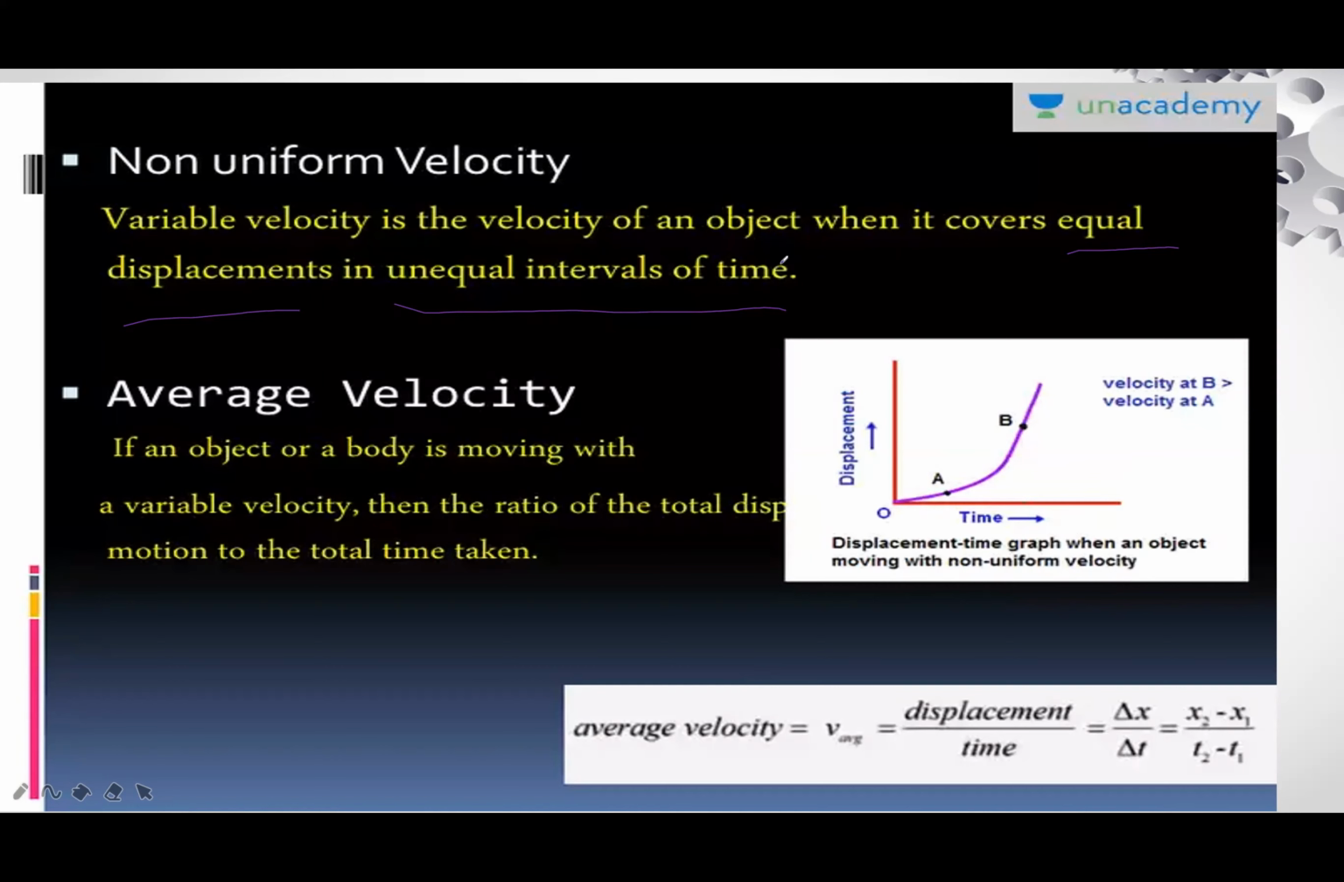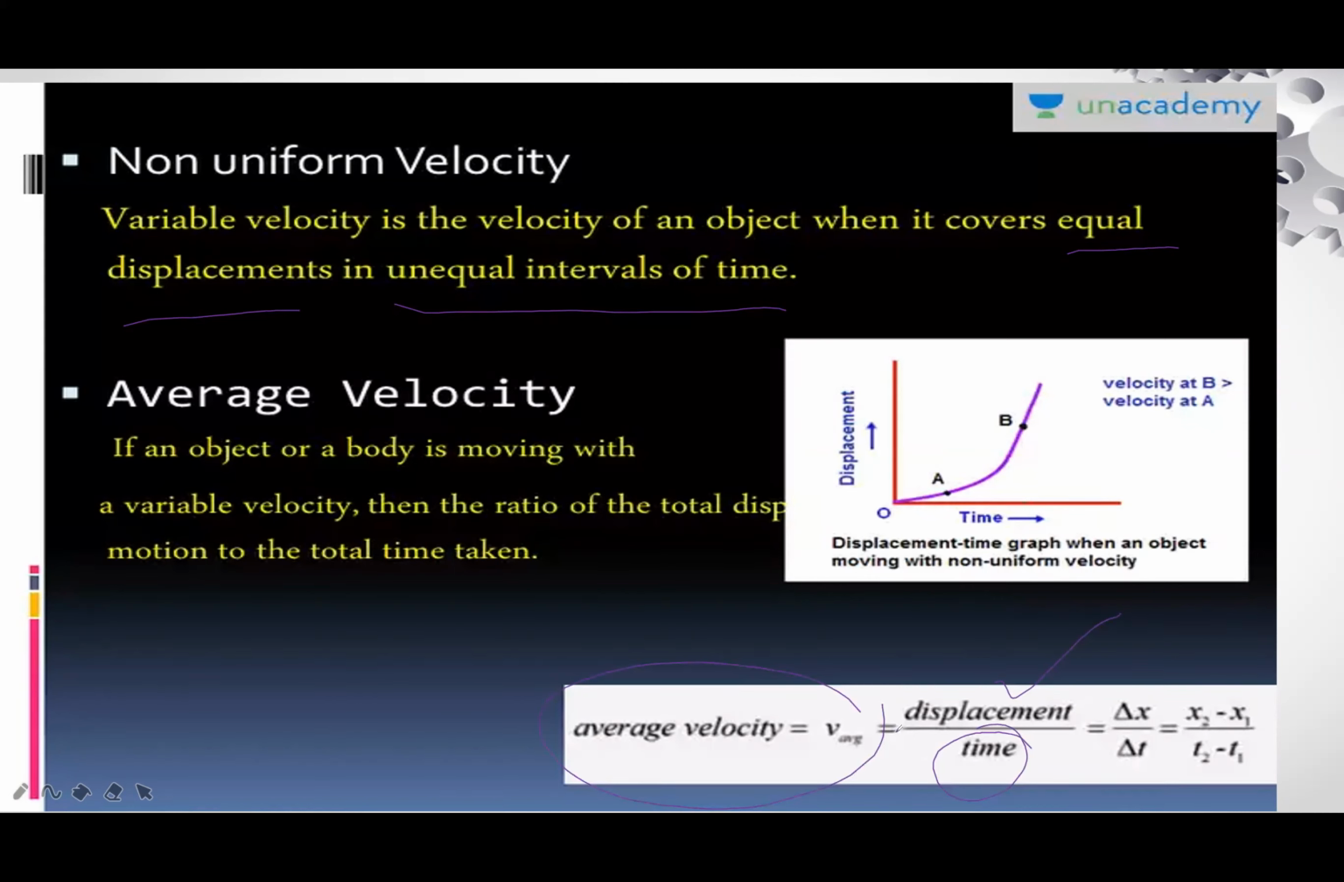Average velocity: if an object or a body is moving with a variable velocity, then the ratio of total displacement to the total time taken is called average velocity.